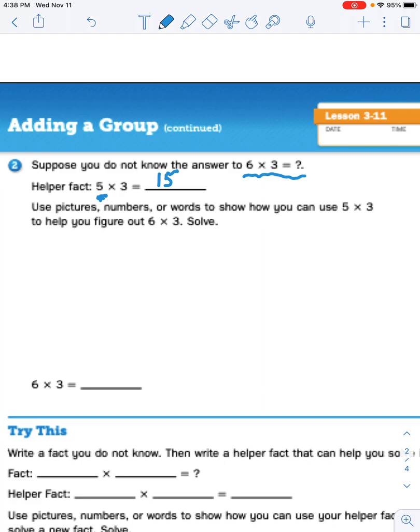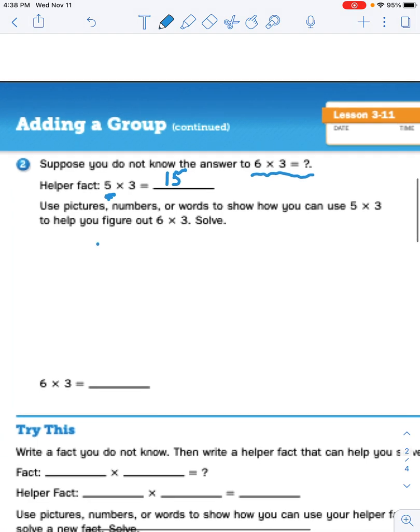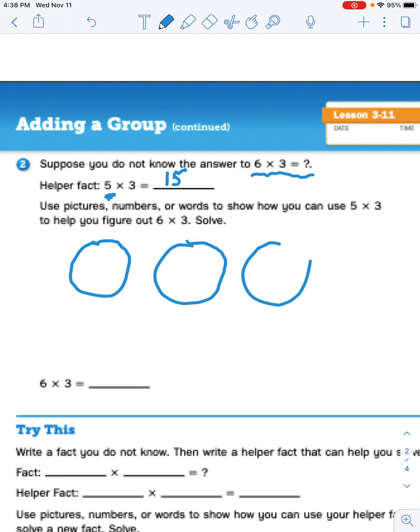Solve. All right, I'm going to use a picture by making groups. Okay, so 5 times 3, I'm going to make 5 groups with 3 in each group. So I just like to make circles. If you prefer something else, go right ahead. Maybe you like making squares better. There's 3 groups, 4 groups, 5 groups. Ooh, that one was big. Okay, and I said that there were 3 in each group.